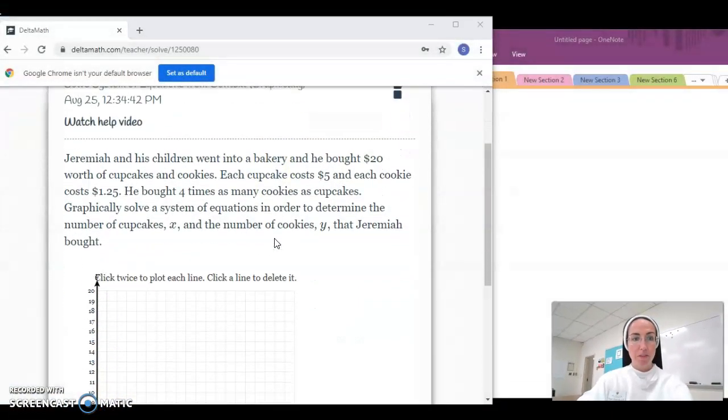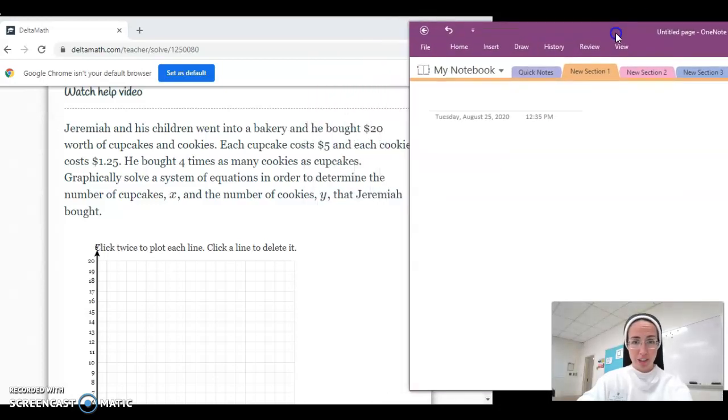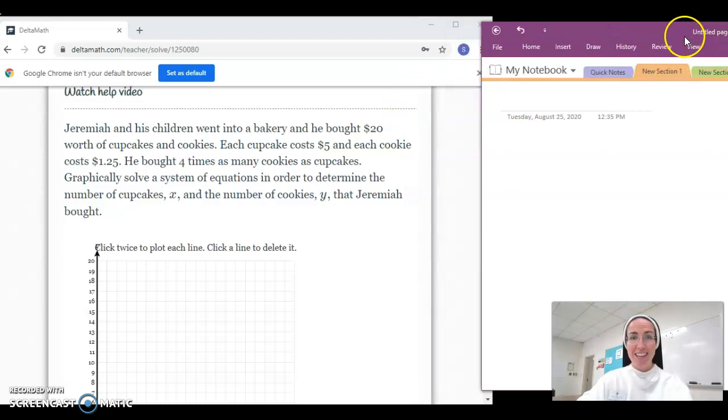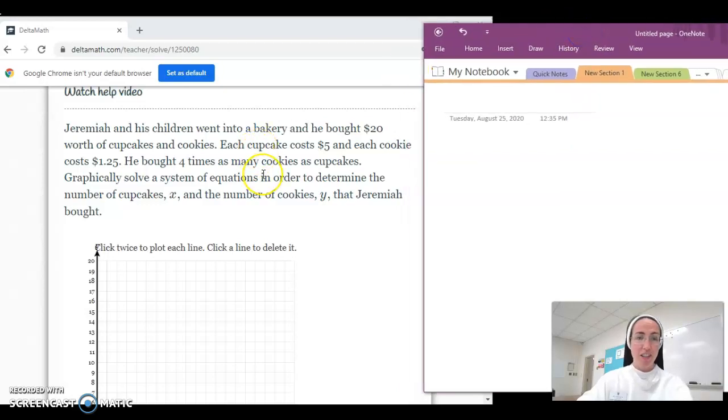So let's suppose, now this is a great scenario. Jeremiah and his children went into a bakery and they bought $20 worth of cupcakes and cookies. Very good use of time and money, cupcakes and cookies. Each cupcake costs $5, and each cookie costs $1.25. Now that's a lot of money for cupcakes. He bought 4 times as many cookies as cupcakes.